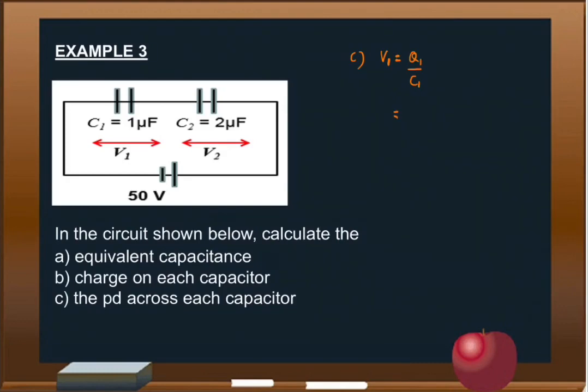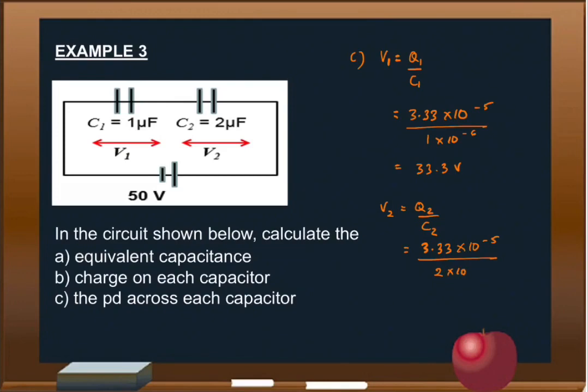Q1 is 3.33 times 10 to the power of negative 5 divided by C1, which is 1 times 10 to the power of negative 6. Then you will get the value for V1, which is 33.3 volts. And then you want to find V2, so it is Q2 over C2. Q2 is 3.33 times 10 to the power of negative 5 divided by 2 times 10 to the power of negative 6, and you will get V2 equal to 16.65 volt.